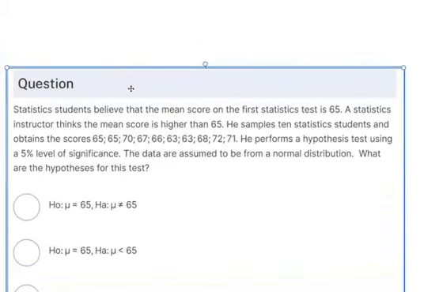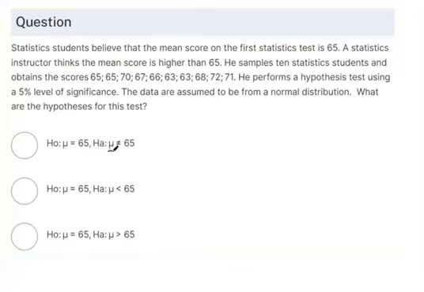So here's an example from a previous question I just made a video on. Look, that's mu. Mu stands for the population mean. So when you make your null and alternative hypothesis, it's always about those population parameters.